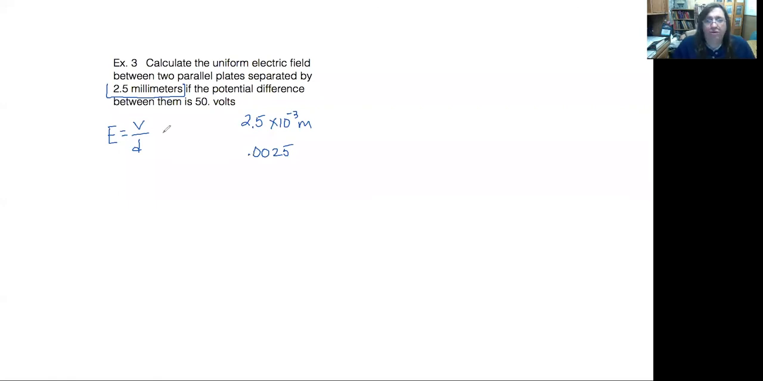Solving our problem here, we're going to have 50 volts divided by 2.5 times 10 to the minus 3 meters. And what we're going to get here when we put this through on our calculator is an answer of 2.0 times 10 to the 4th volts per meter.